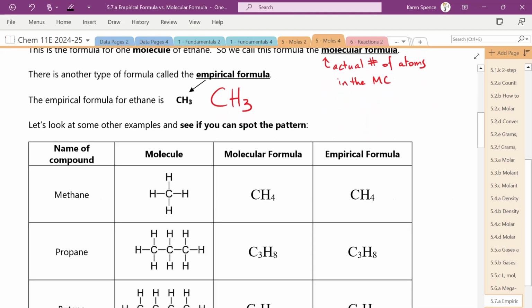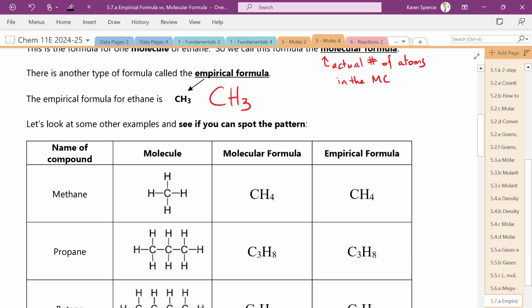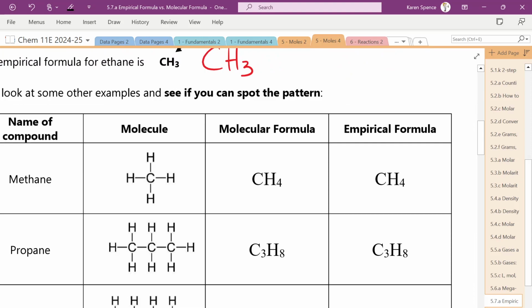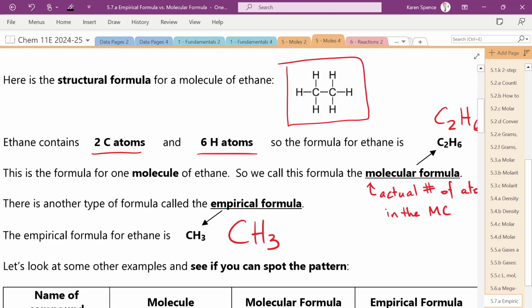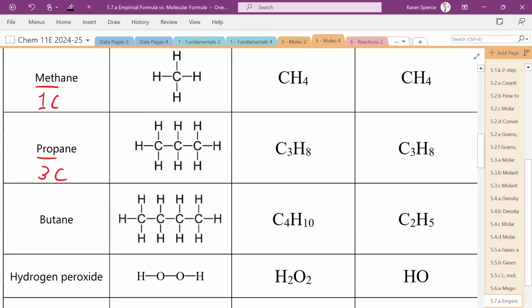And you can see if you remember it, and if you don't remember it, see if you can spot the pattern. Okay, this worksheet is actually for my regular Chem 11, and they haven't seen empirical and molecular before. So we have methane. Remember, meth means one carbon. Prop means three carbons. Okay, and we had ethane up here. Eth means two carbons. And then but means 4 carbons.